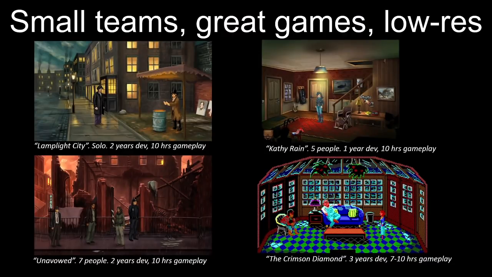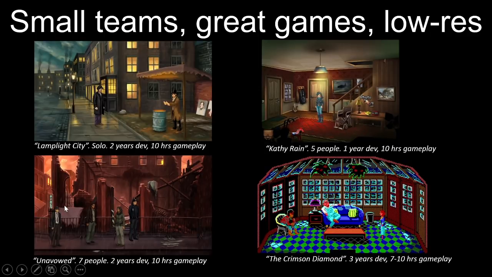The great thing about the pixel art is, yes, it can be made quickly, which means that small teams can make great games at low budgets. And the low resolution of the graphics, which we'll get into in a little bit, also means that the graphics can be produced fairly quickly and easily. I've got some examples here. Top left is Lamplight City by Francisco Gonzalez. It took 2 years of development time with 10 hours of gameplay. 10 hours of gameplay is pretty average for what would be considered a full-length adventure game.